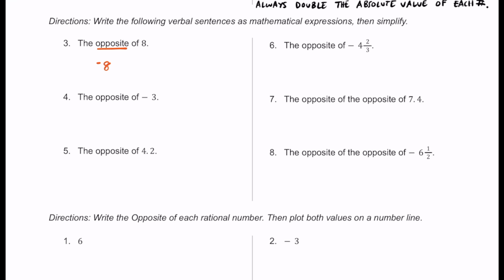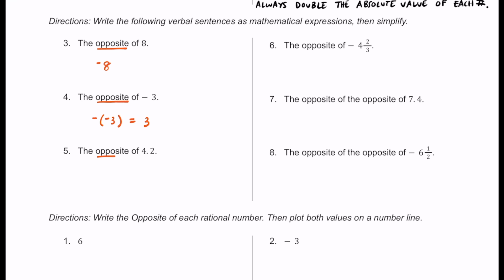For number 4, we have the opposite of -3. Now, how do we write that? Well, we put another negative on. This is the opposite of -3. So this would be a direct translation into a mathematical expression. And it says to simplify. So the opposite of -3 is just equal to 3. All right, so number 4 could be simplified. If we say the opposite of the opposite, or the opposite of -3, that would be +3.